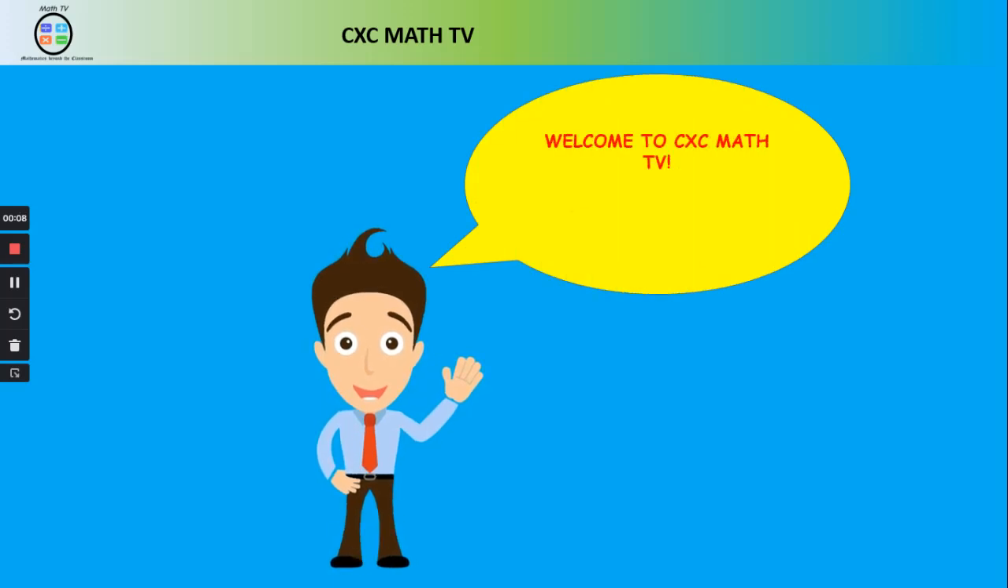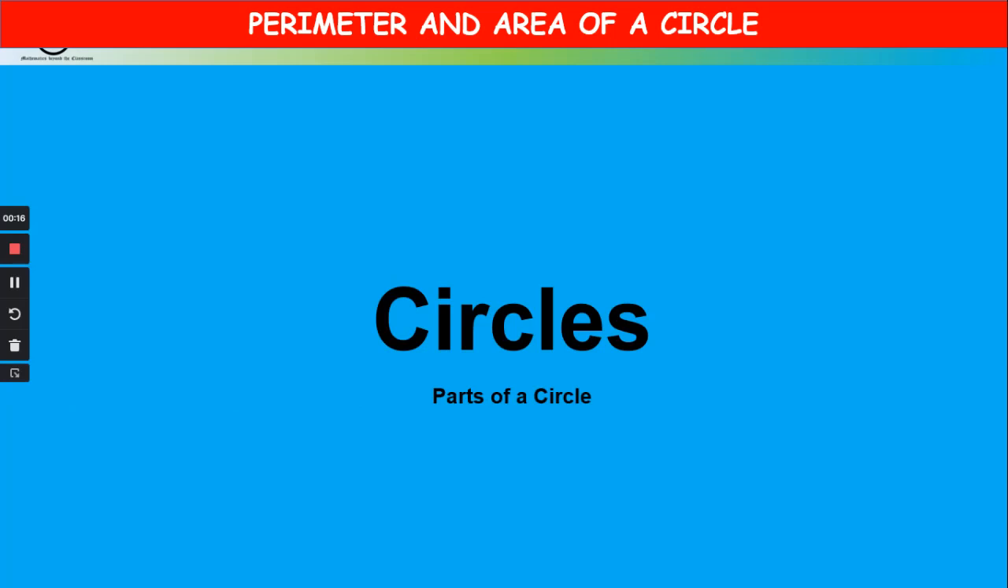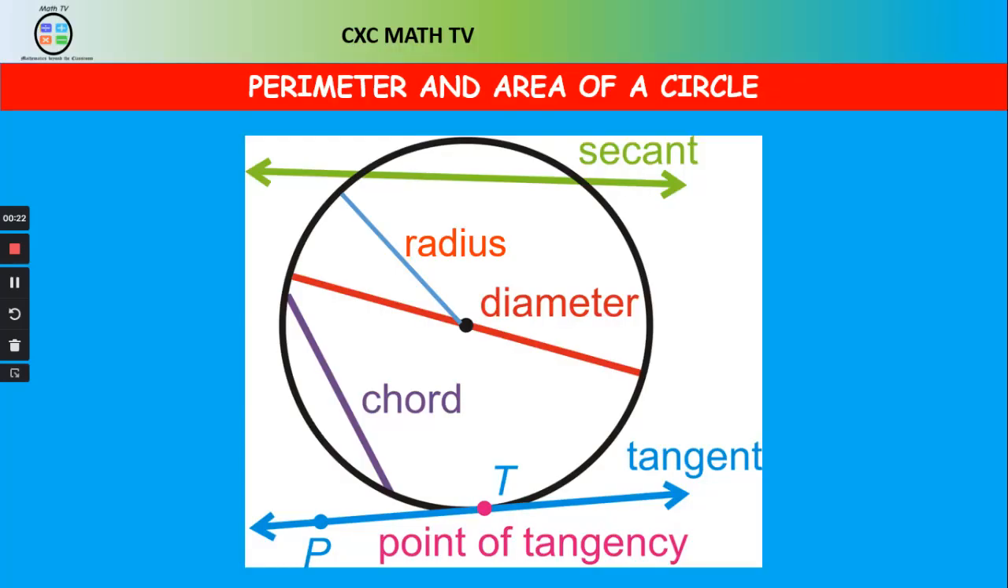And today we're going to be looking at circles. Specifically, we're going to be looking at area and perimeter of circles. And so, with circles, the first thing we have to know is the different parts of the circle. And so these are the different parts of the circle. Don't want to spend too much time on it.